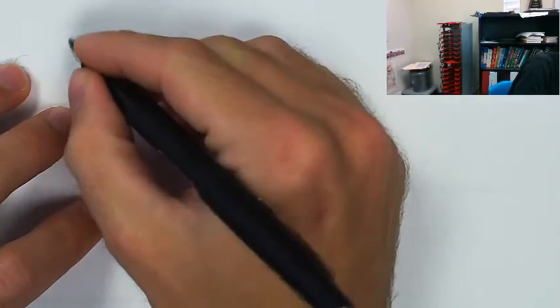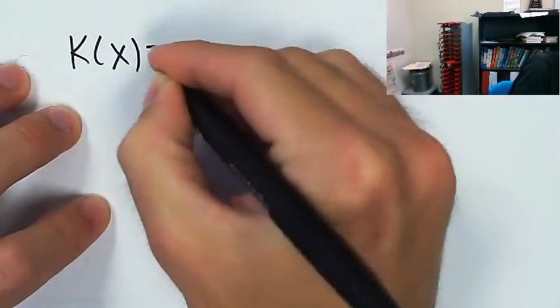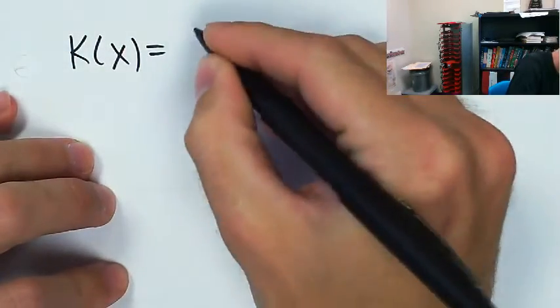Continuing to move. K of x. This one's got both bounds variable. I do like how this has got the full range of everything that we could possibly see. And that's what I aim for with these homeworks.